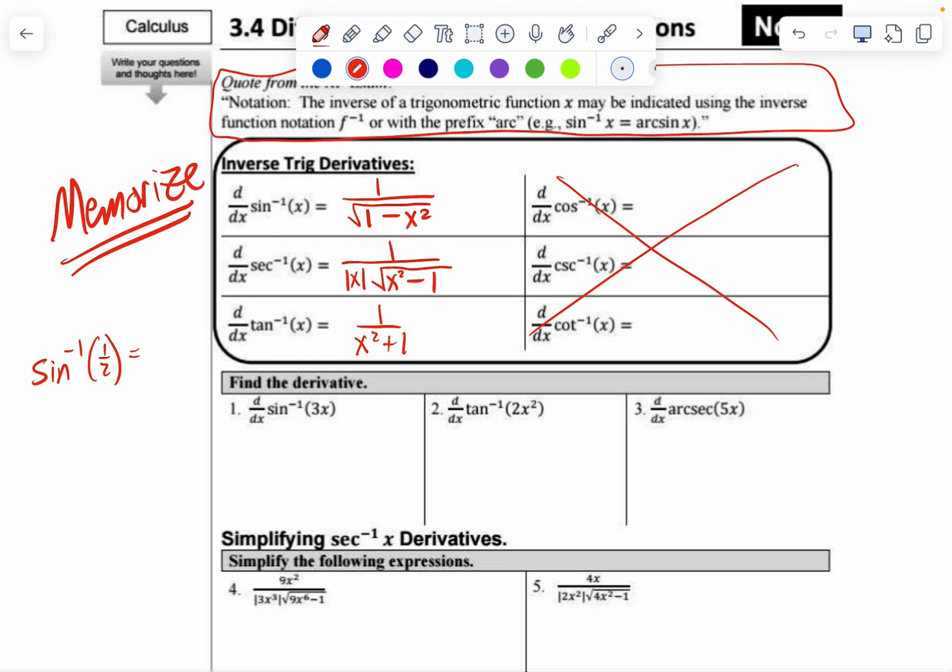Pi over 6. Where else? 5 pi over 6. So if you're thinking unit circle, pi over 6, and then right over here, right before pi, so 5 pi over 6. And then how about down here, like 7 pi over 6? No. Why not? It's negative. How about 11 pi over 6? Also negative, okay? But that's what's hard about these, is you have to think about all the places where it takes on the values.